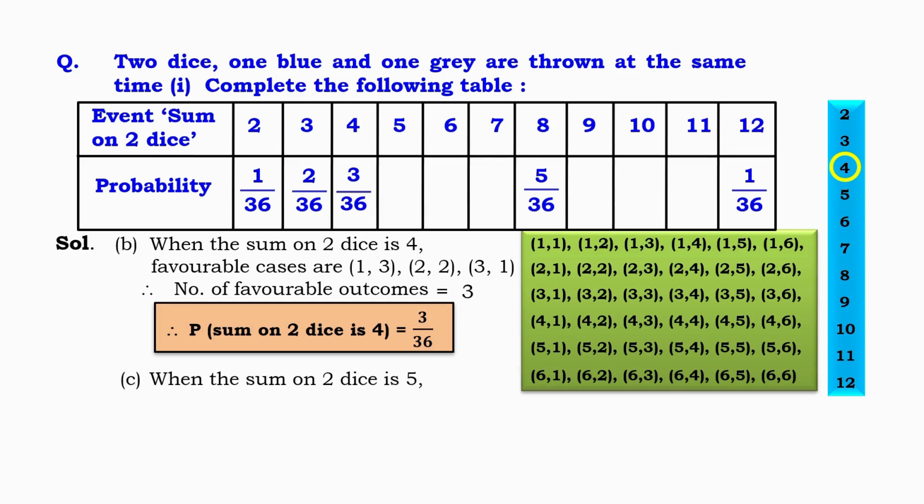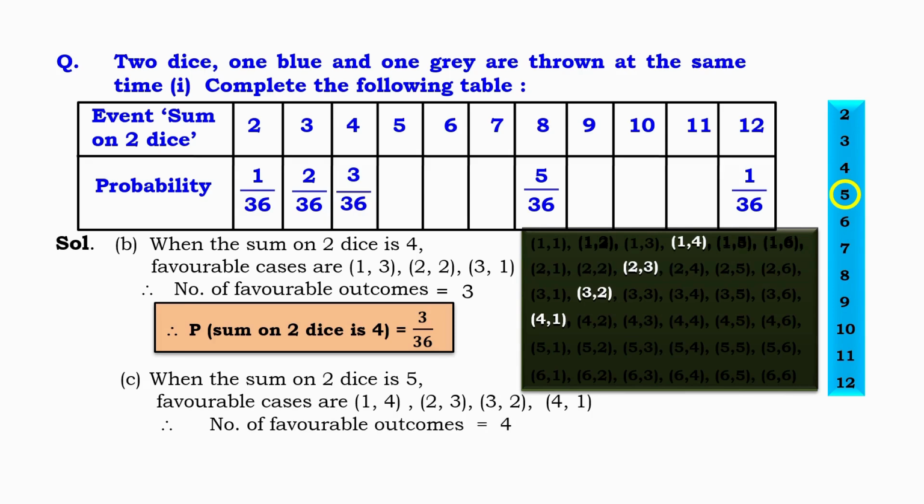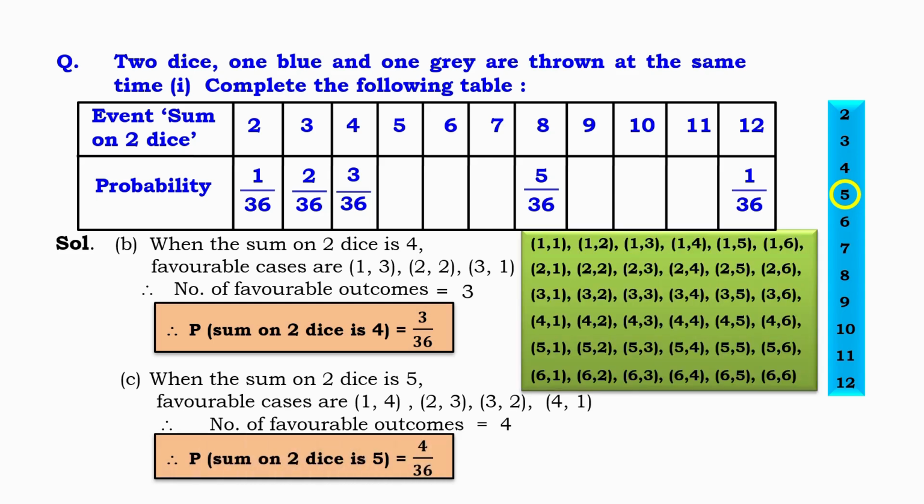Now we have to find the sum on 2 dice is 5. So let us take a look. The favorable cases will be 1 4, 2 3, 3 2 and 4 1. So now what is the number of favorable cases? That is equal to 4. So the probability of sum on 2 dice is 5 is equal to 4 by 36. You can also make it the lowest form, 1 by 9. Okay.